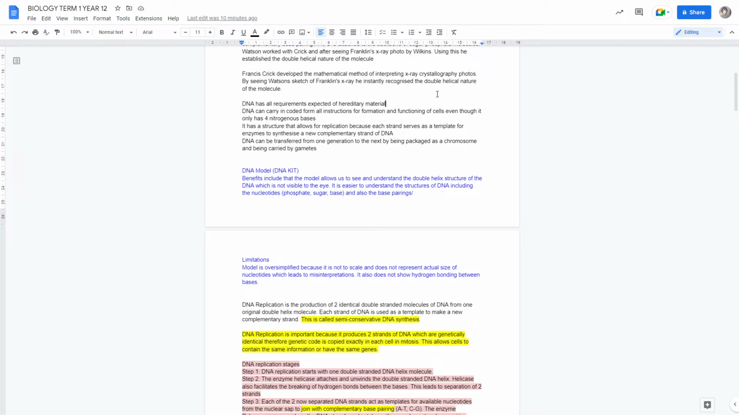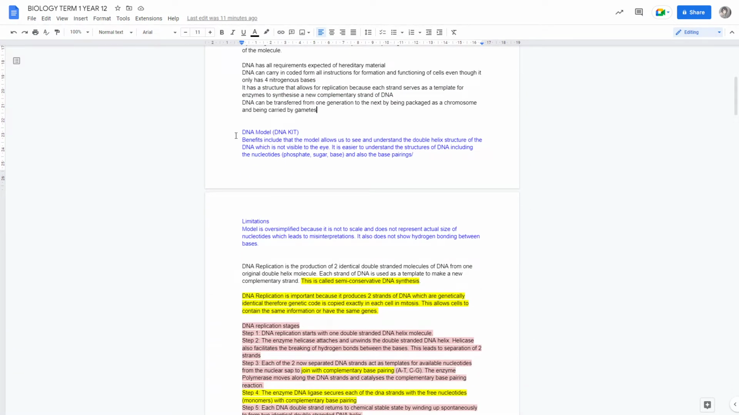Now, it has a structure that allows for replication because it's a double-stranded structure, and if you separate the double strands, you're able to have 2 strands that can be replicated to produce the same exact strand. This means that it can be transferred from one generation to another through chromosomes and being carried by gametes. Now, this is meiosis, and the replication is usually done in mitosis.